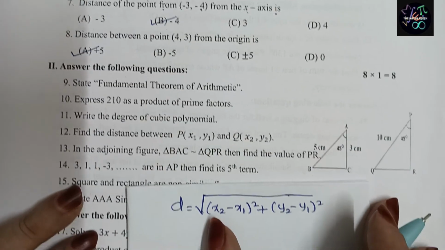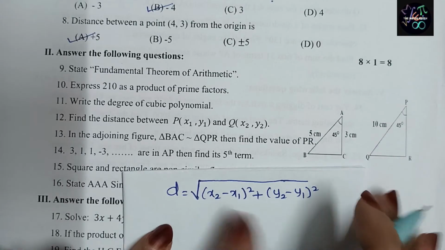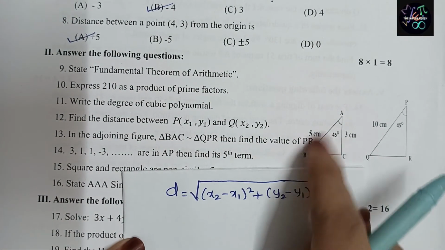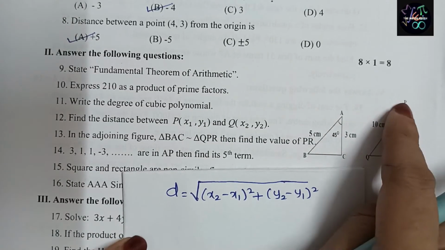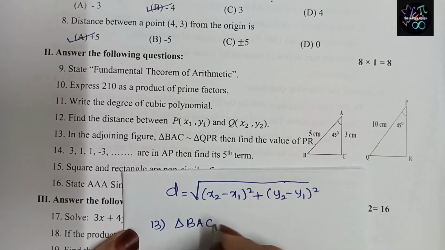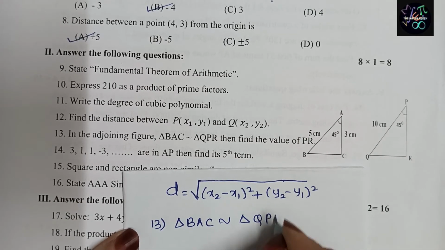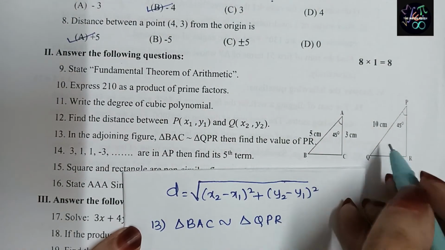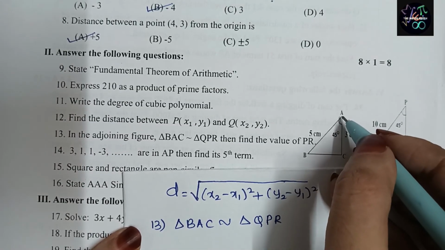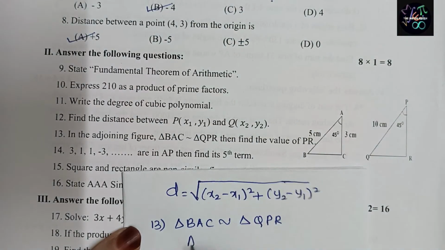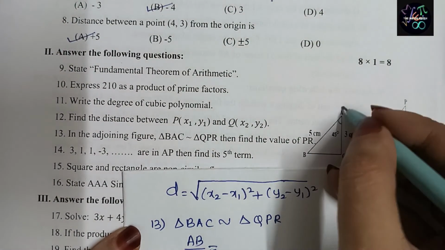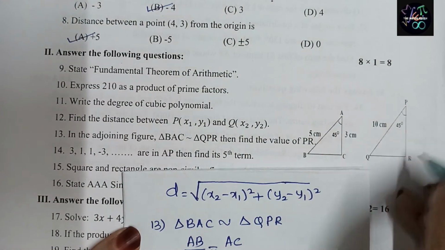Okay, the 13th question we can see here in the figure. The figure is given here: triangle BAC is similar to triangle QPR. As we know, if the 2 triangles are similar, their corresponding sides are in proportion. So let us write their corresponding sides: AB by PQ is equal to AC by PR.